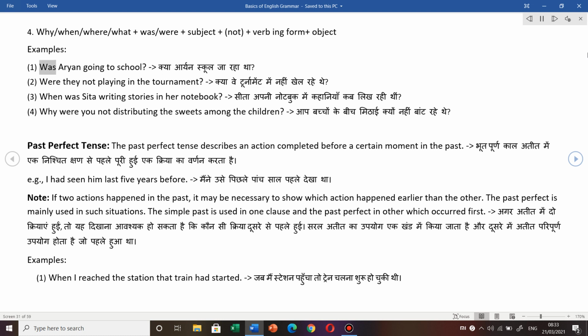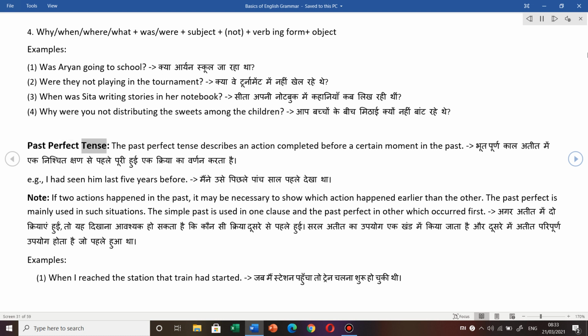Examples. Was Aryan going to school? Were they not playing in the tournament? When was Sita writing stories in her notebook? Why were you not distributing the sweets among the children?